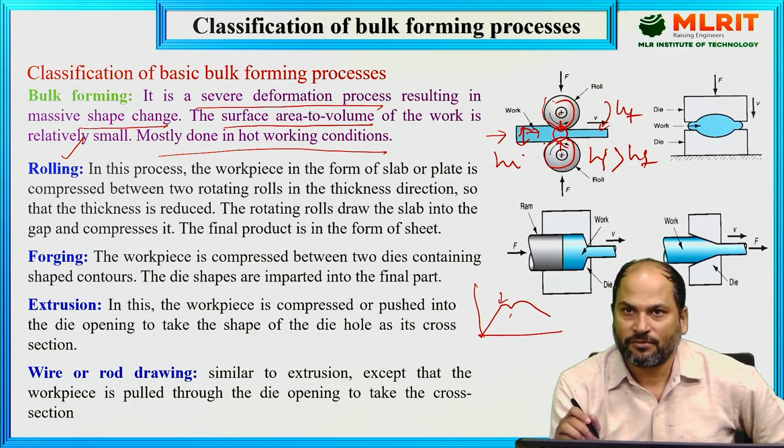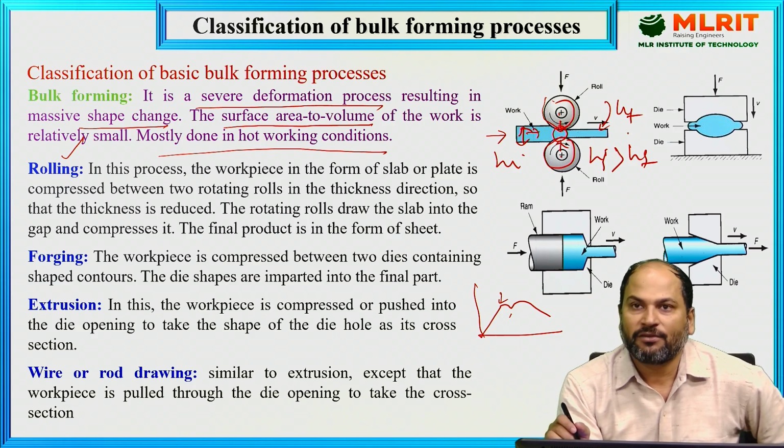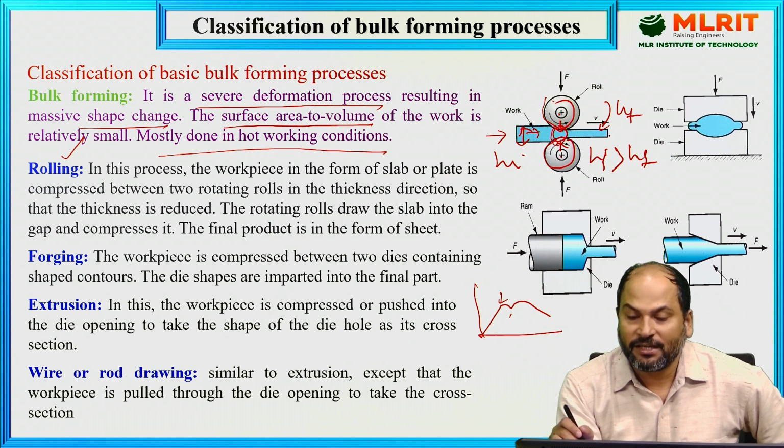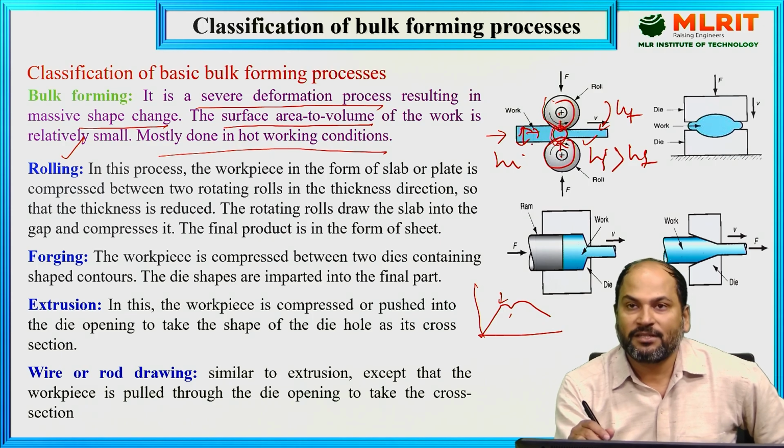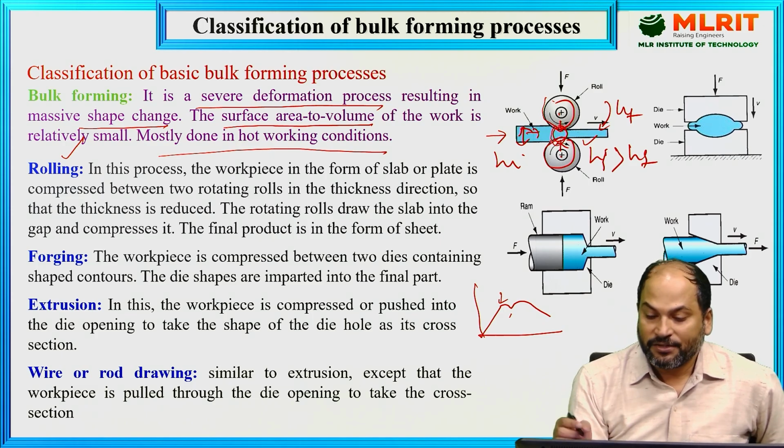It is obvious also. Once it comes out, static friction will be in this area, but here it will be kinetic friction. So because of that, here velocity will be more. In this part, velocity will be less. Okay, so this is the rolling process.